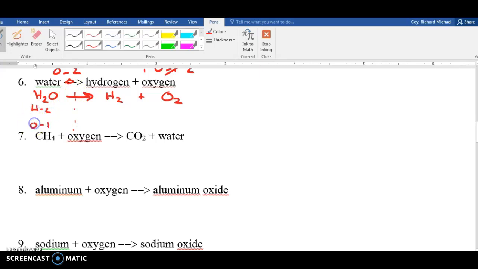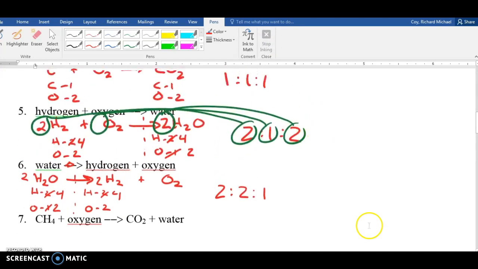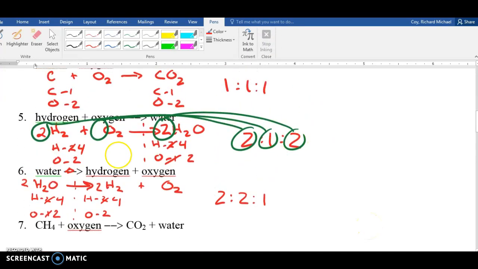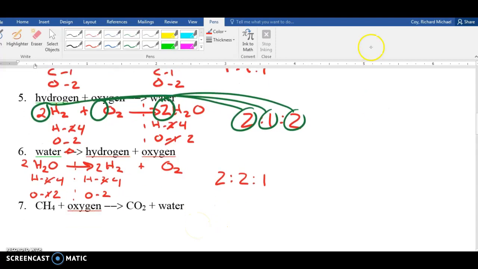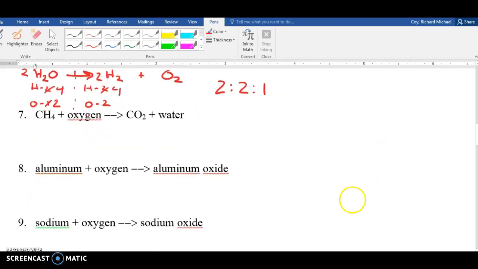2 H's, 1 O, 2 H's, 2 O's. Dope. Go over here, 2 there, 2 O's, 4 H's, 2 there, 4 H's, 2, 2, 1. All right, pay attention to this. Check it out. The ratios are in slightly different order, but it still all checks out. Same numbers. All right, moving on.